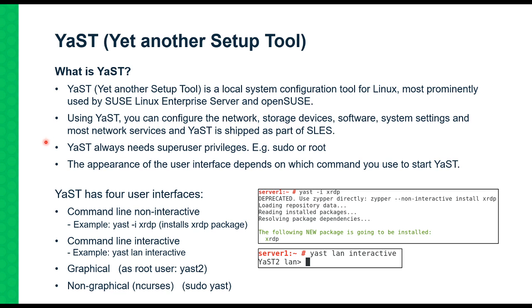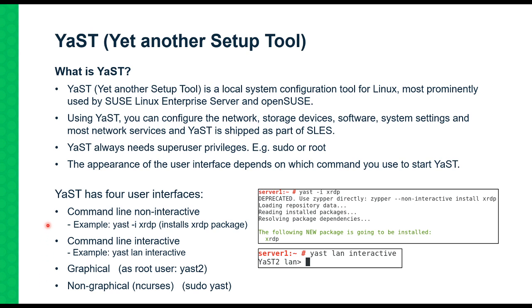YaST always needs superuser privileges, for example, either sudo access or root access. The appearance of the user interface depends on which command you use to start YaST. So what does that mean? YaST has 4 different user interfaces. The first one is our command line non-interactive interface, then a command line interactive, then a graphical, and then lastly a non-graphical interface. The non-graphical interface is known as the ncurses version of YaST.